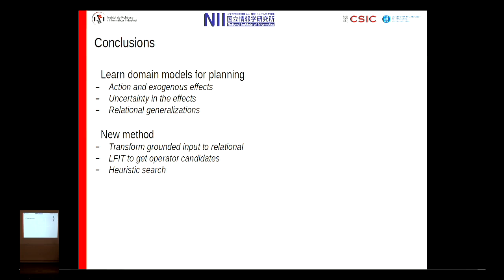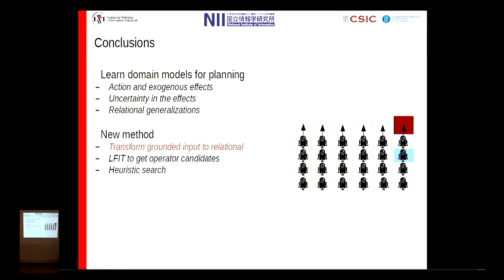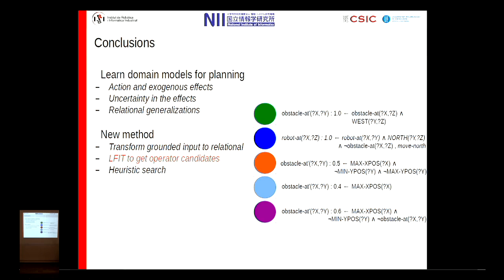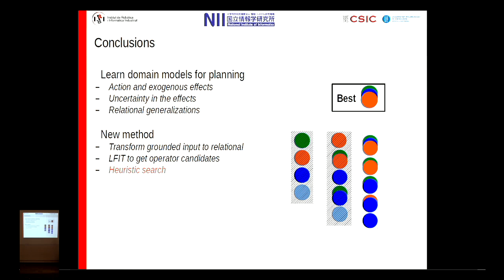And to conclude, we learn domain models for planning. We can model action effects and exogenous effects. We also can tackle uncertainty in these effects and relational generalizations. And we have proposed a new method that first transforms the input data to relational one. We use LFIT to get planning operator candidates. And finally, we do a heuristic search algorithm to select the best subset of planning operators.